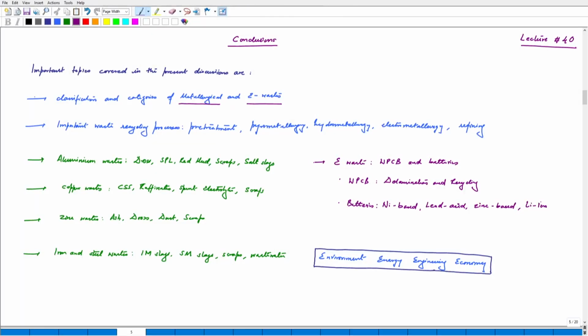Now, what are the important wastes that we have studied? When we look at aluminium wastes, we see dross, spent pot lining, red mud, scraps, steel slags. For copper, we studied copper smelter slags, raffinates, spent electrolytes, and scraps. When we looked at zinc, we studied ash, zinc dross, and zinc dust, which comes from various sources, majorly from the iron and steel making industries, and zinc scraps. When we looked at iron and steel making wastes, we covered iron making slags, steel making slags, steel making scraps, and wastewater. What happens to those waste streams? How do we recycle these wastes?